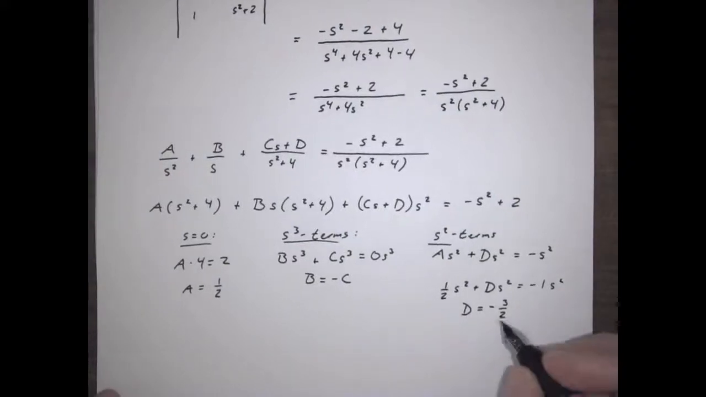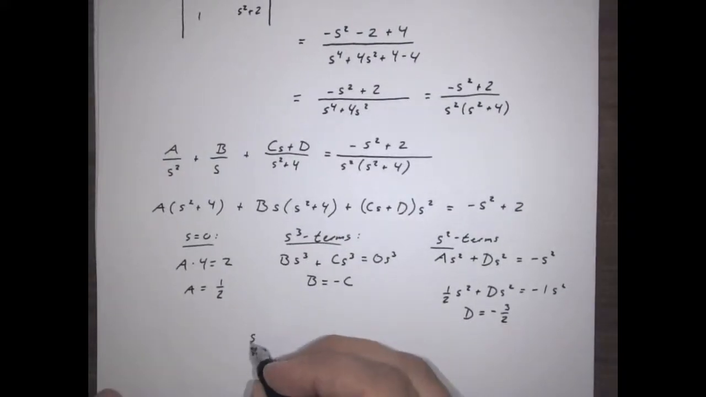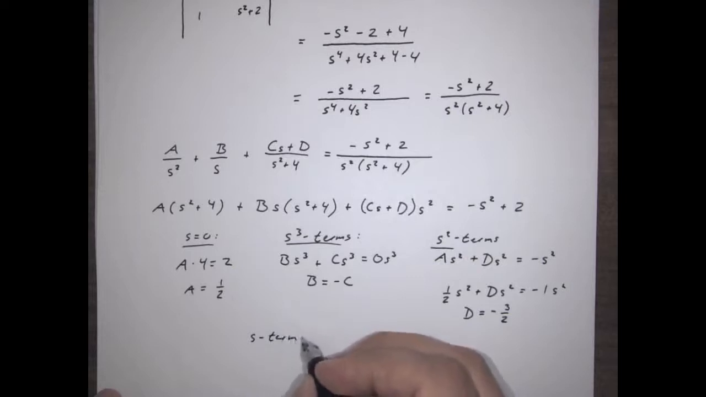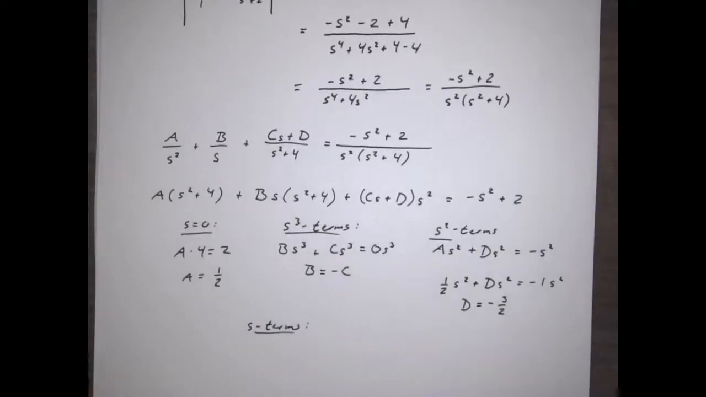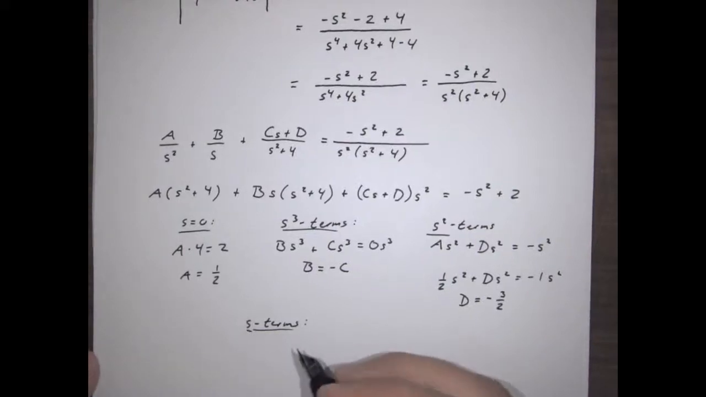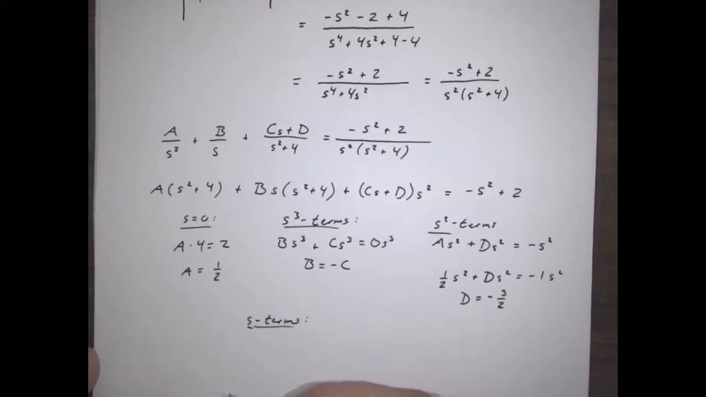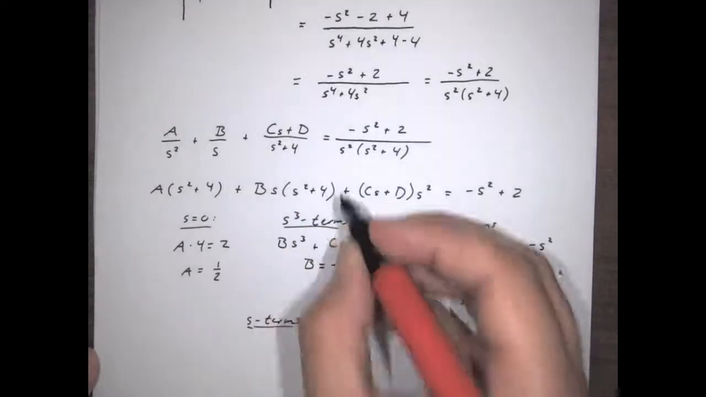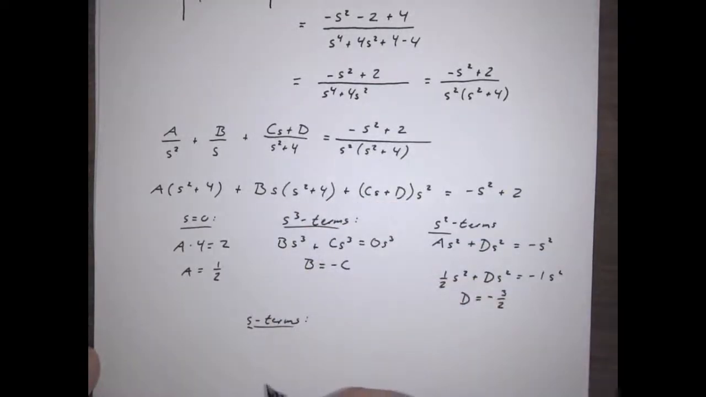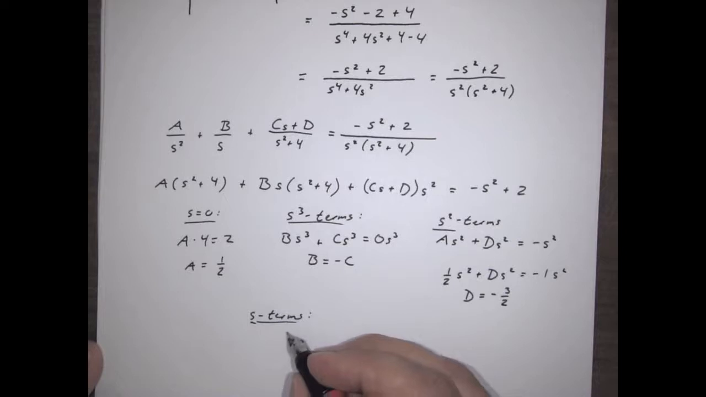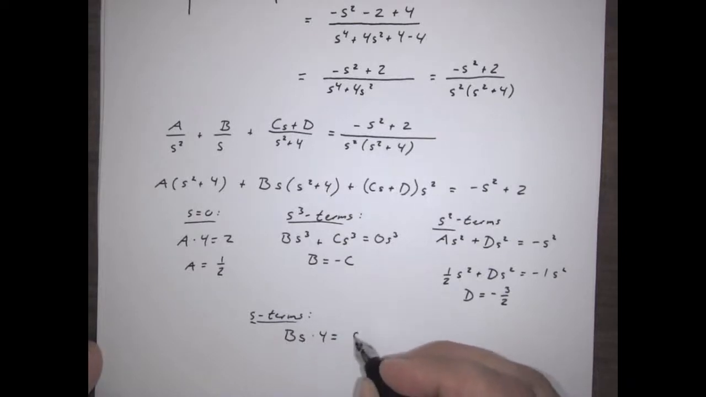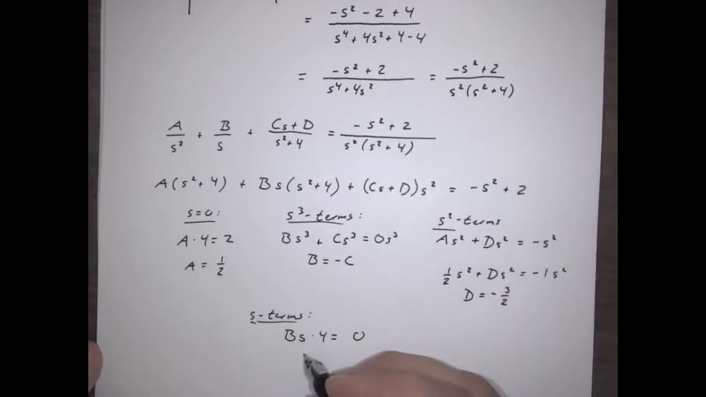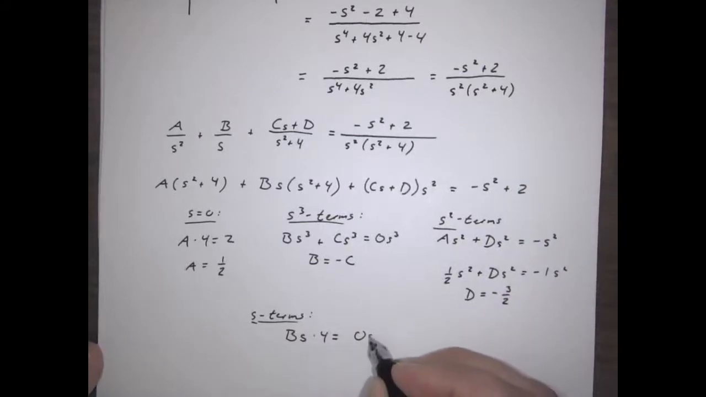And so there's that. And now for the s terms. So this is where it's going to be changed from version 1.0 of this video. For the s terms, those are going to be coming from right here, and that's going to be the only purely s term. It's going to be b times s times 4 is equal to just 0 on that side. So that means that b now equals 0.